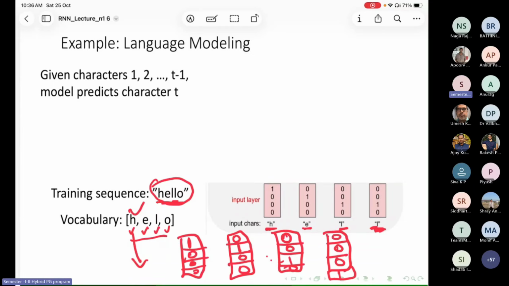These are the characters, but I'll take the vector of every character. So this is the vector of the first character, 1 0 0 0, then 0 1 0 0, then 0 0 1 0, and 0 0 1 0. Both we have the same because these are the same character, L and L.